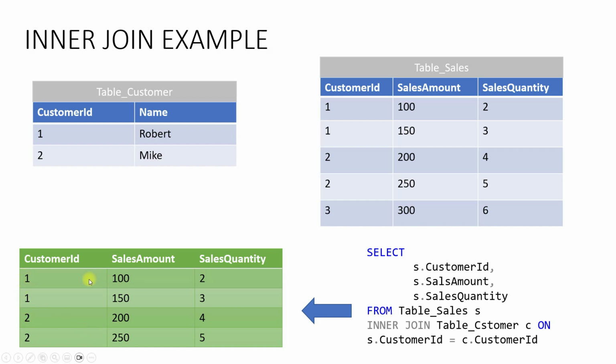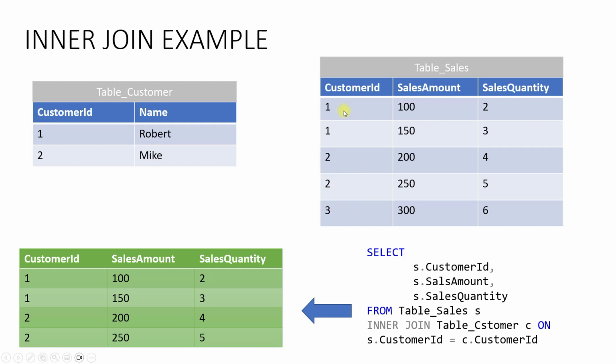We will get customer ID 1, both transactions, and then customer ID 2, both transactions. But notice what happens here. Since customer ID 3 did not match in both tables, it only matched on one of the tables, and it doesn't matter which one. When we do an inner join, we need to find a match on both sides, both table 1, in this case table sales, and table 2, in this case table customers. Otherwise, we will not display that.